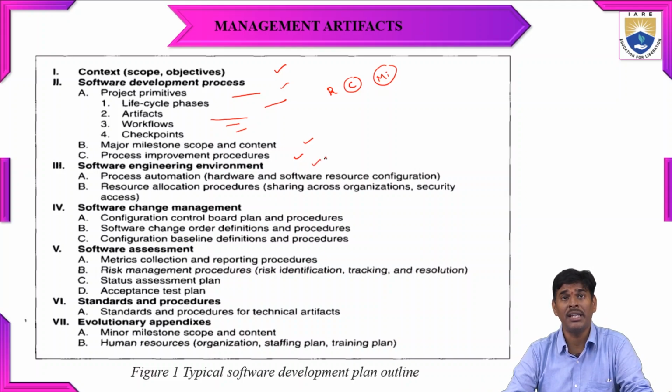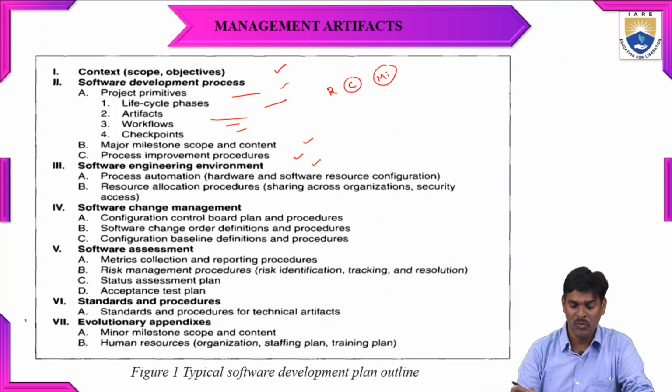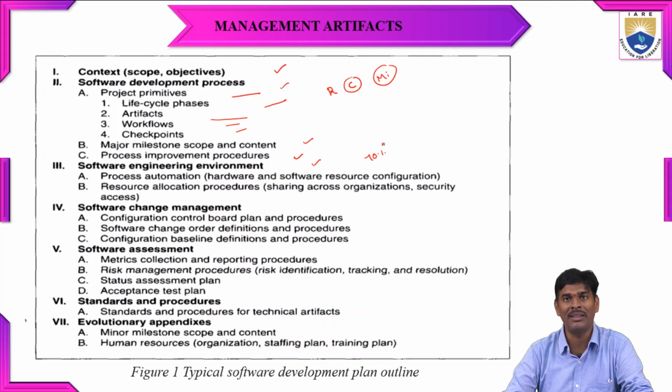In the software engineering environment, we know that there are different types of processes. One is the manual process and another one is process automation. Nowadays, more than 70% of processes are automated. Why? When you use process automation, the work duration is minimized and it is very cost effective.